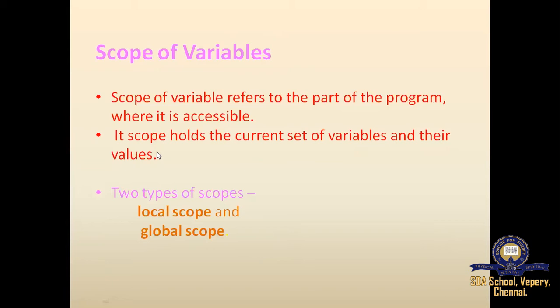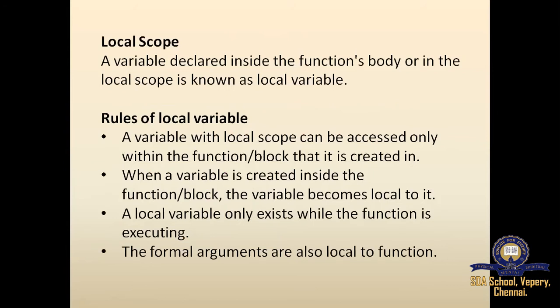There are two types of scope: local scope and global scope. You are going to learn about the scope right now. First, you will see what is local scope. They define local scope like this: a variable declared inside the function's body or in the local scope is known as local variable.